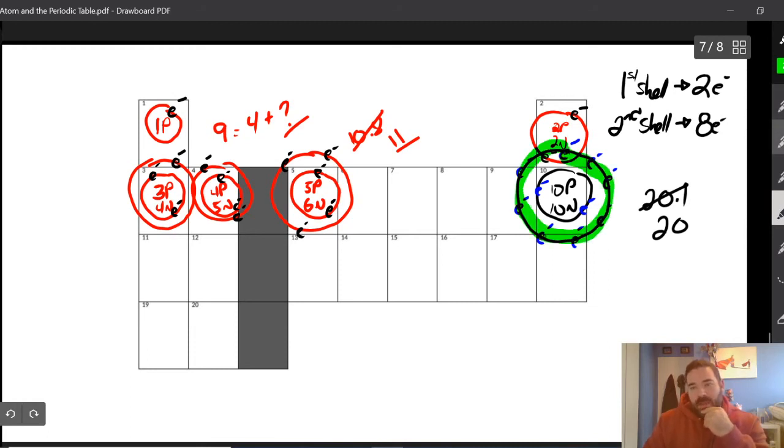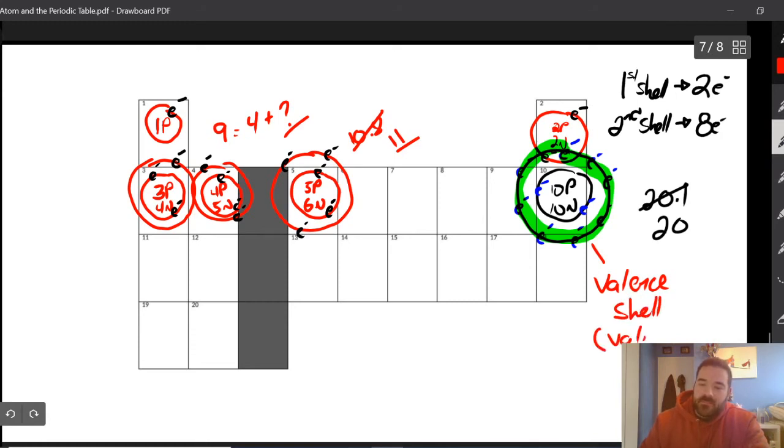We also call the outermost shell the valence shell, which contains the valence electrons. The valence shell and the valence electrons are important because it's this outer shell that determines most of the characteristics of the atom, because it's these electrons that are involved in bonding with other atoms. It's the valence electrons that cause bonding and cause reactivity in an atom.